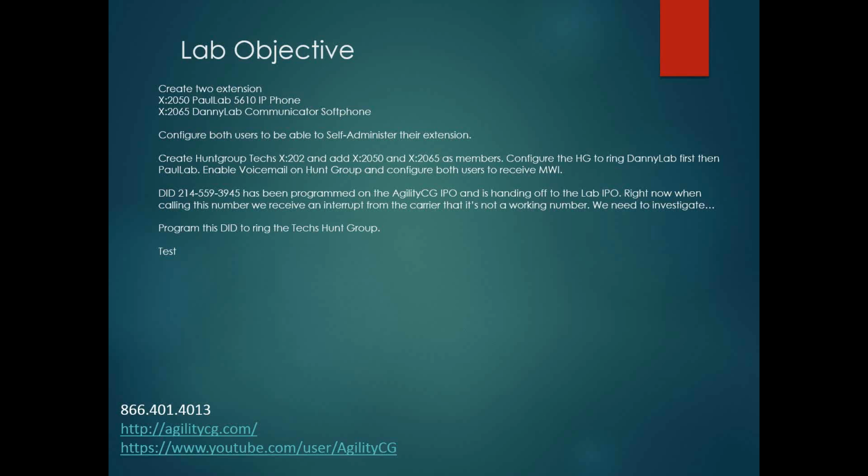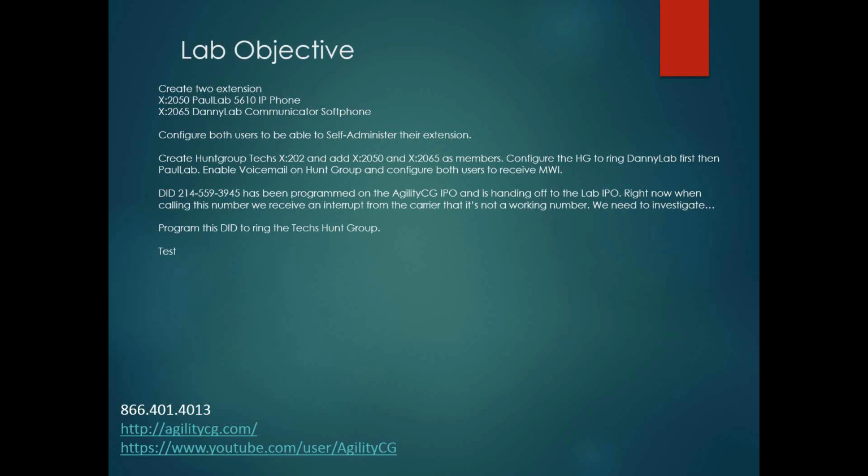And we're going to enable voicemail on the hunt group and configure both users to receive the message waiting indicator light. So what's going to happen, these users will be a member of the text hunt group, and if a message is left in that hunt group, we want Danny and Paul to receive the red light at the top of the phone or inside of the communicator that lets them know that there is a message in that hunt group that needs to be checked.